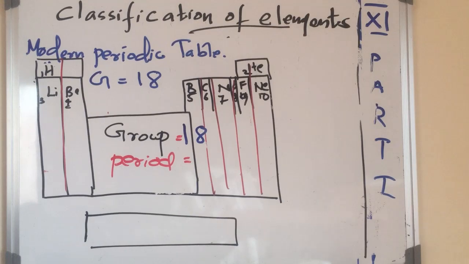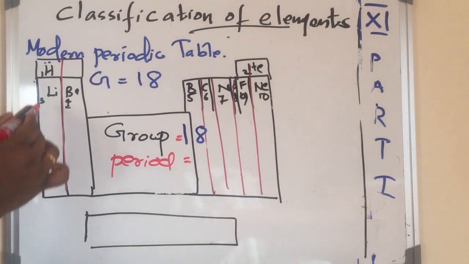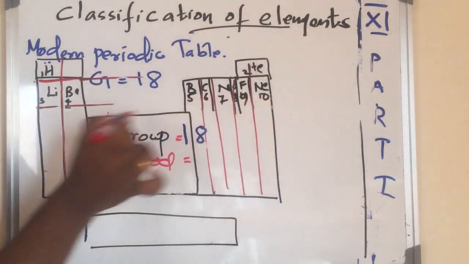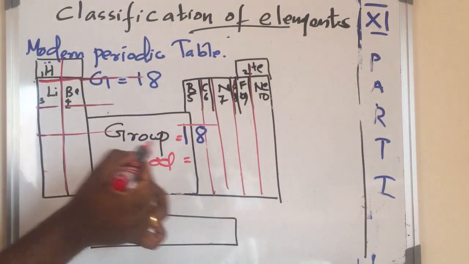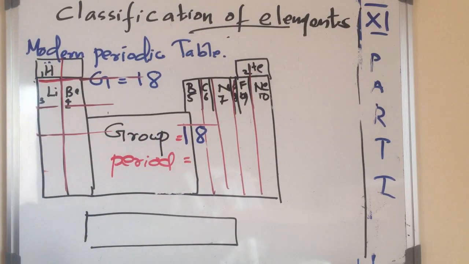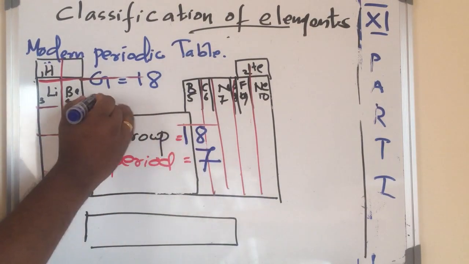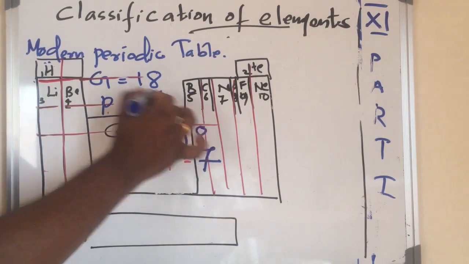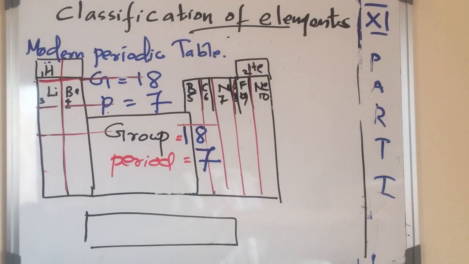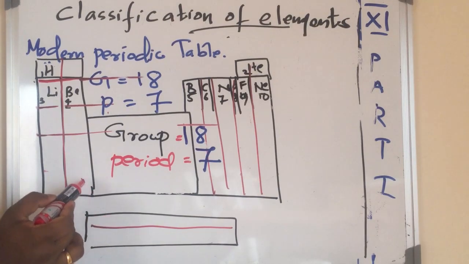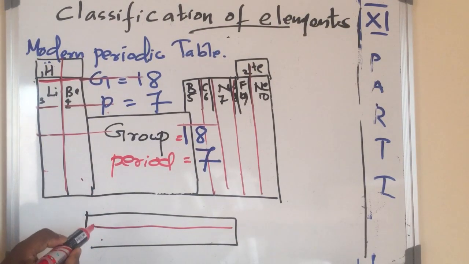How many periods? What do you mean by period? Horizontal rows, left to right. The first period, second period, third period. Like that, how many periods? Total 7 periods in the modern periodic table. Clear? Then here also 2 rows, and these 2 rows are a continuation of the 6th and 7th periods. So in detail I will explain later.